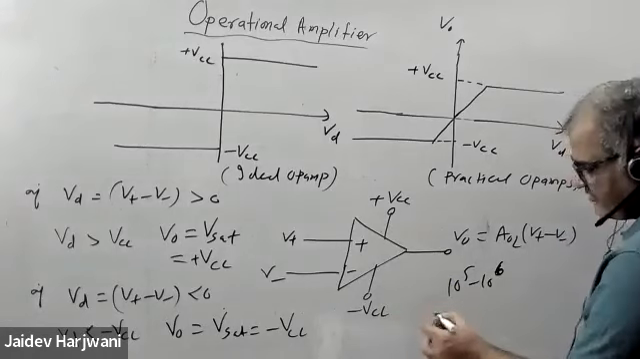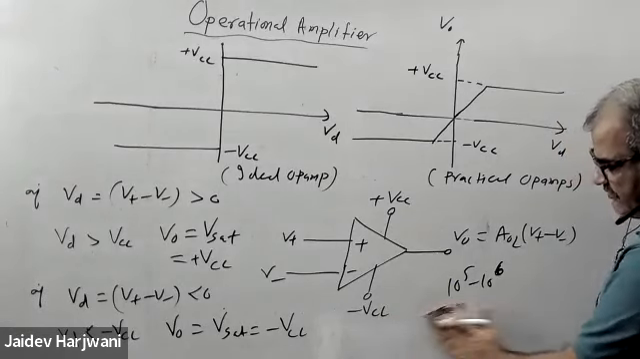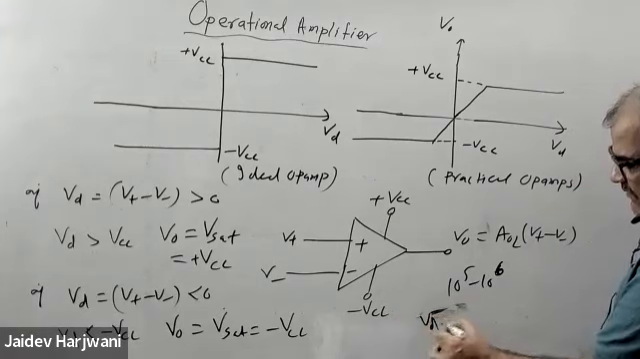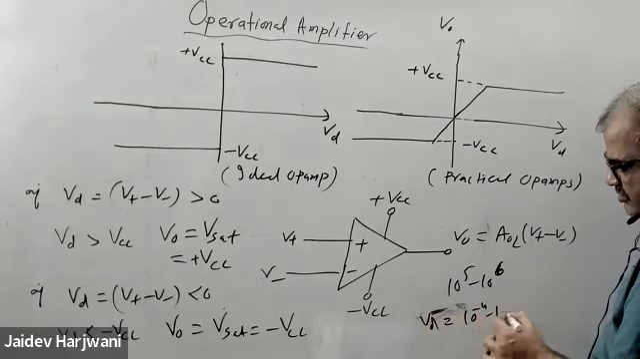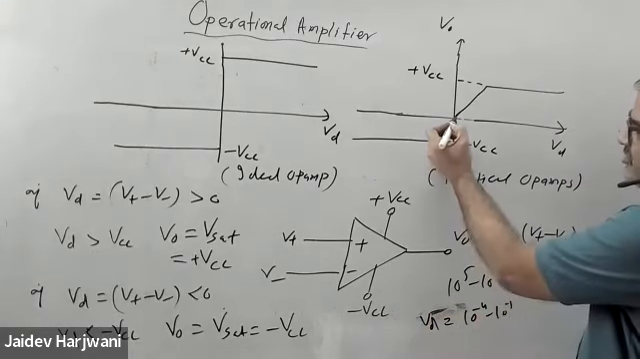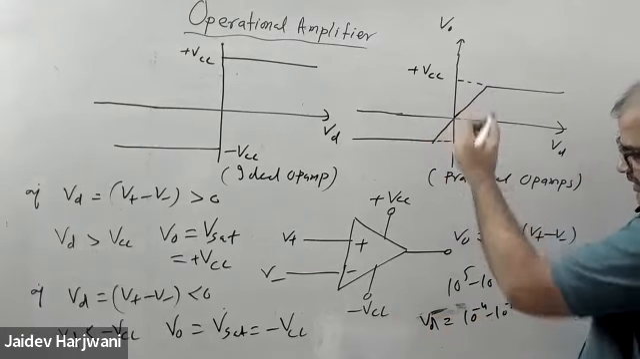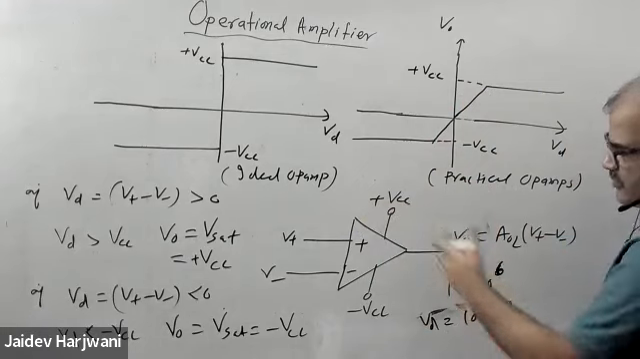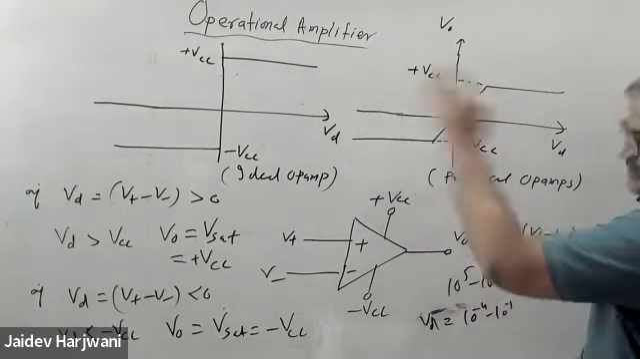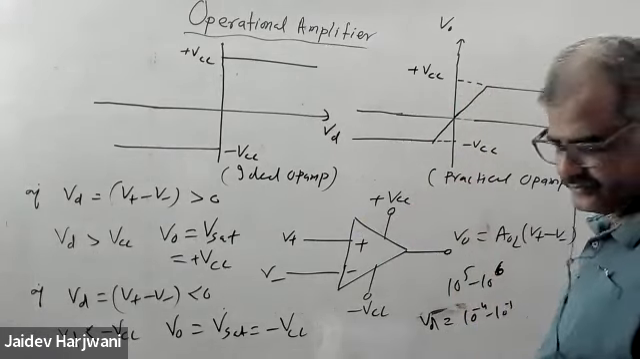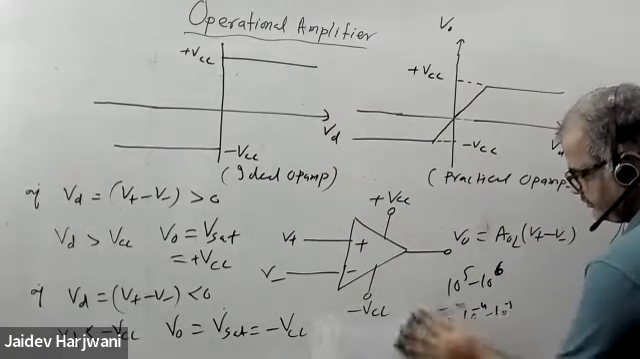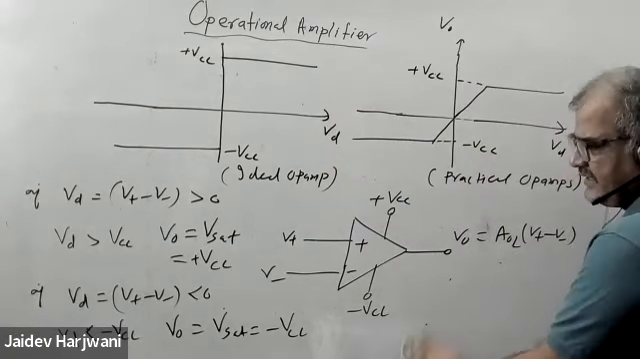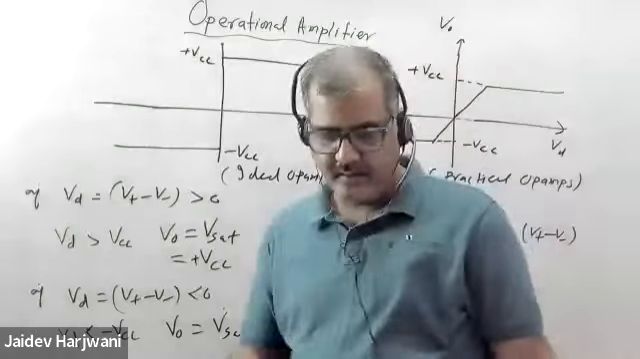If the difference of voltages, VD, is very small, of the order of 10 to the power -4, then for some period it will get amplified. As it keeps increasing, the output goes beyond VCC, and then it has to saturate. The meaning of this is that the gain is very high. That's it.